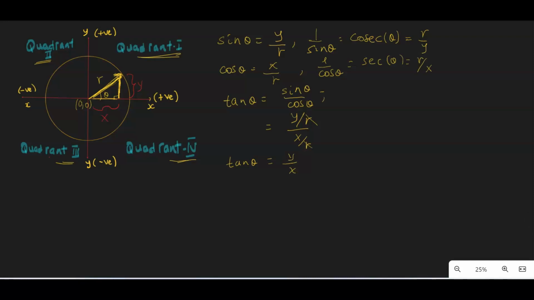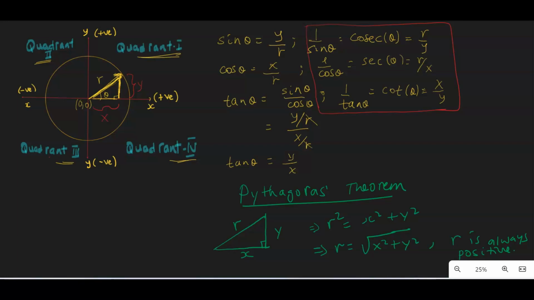The reciprocal of tangent theta is 1 divided by tan theta, which is cotangent, cot theta, equal to the reverse of this value, which is x divided by y. The reason why I'm defining the trigonometric functions here is that we are going to see the signs of each of them within each quadrant.